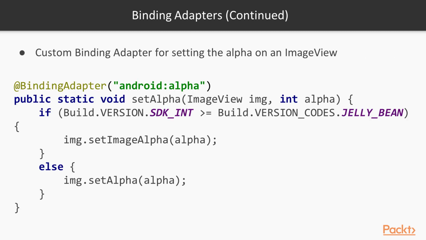Here's an example of a custom binding adapter I wrote for setting the alpha on an image view, and is actually aware of API level. So for versions above Jelly Bean, it'll use set image alpha. In versions below that, it'll use set alpha, which has been deprecated. And up here where it says binding adapter, this is simply the attribute that you'll use inside of the layout code to actually fire this binding adapter. And it simply is a static method that takes a reference to an image view and an integer. And that's all you have to do, and the binding library will automatically pick this up for you.